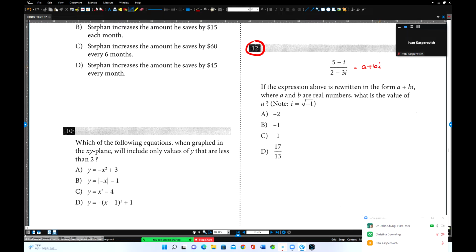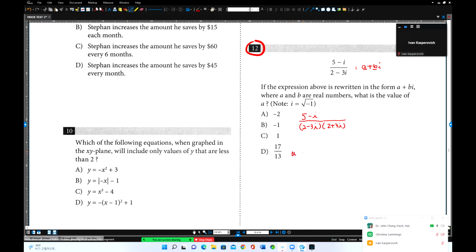So how can you find a plus bi? In a plus bi form, the denominator is always a real number. This number has an imaginary part in the denominator, so that is not the simplest form. The idea over here, 5 minus i over 2 minus 3i: to make the denominator real, we have to multiply by its conjugate. 2 plus 3i is the conjugate.